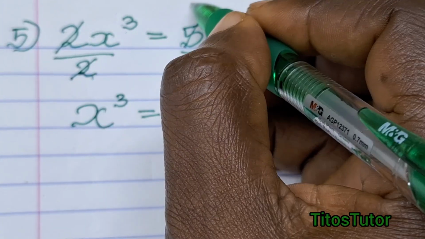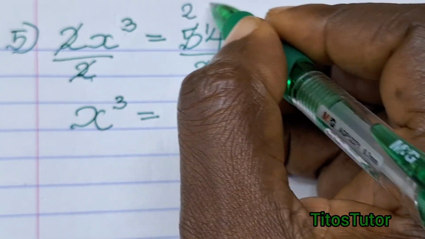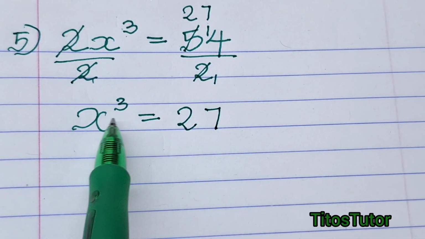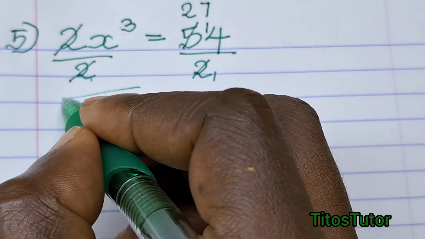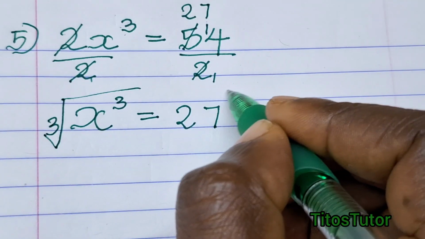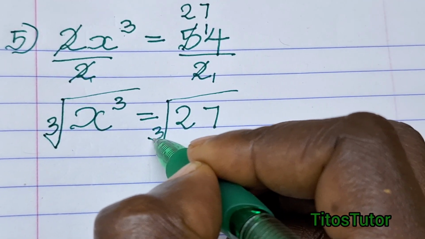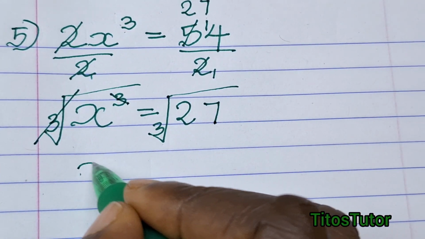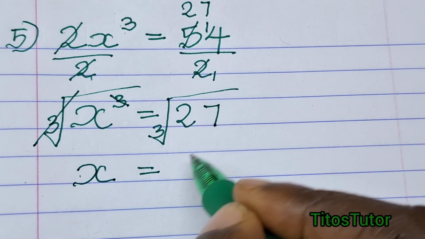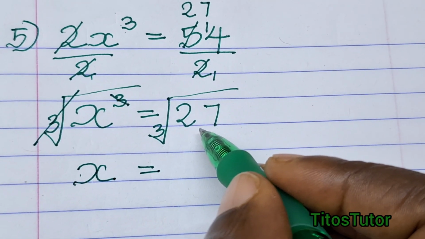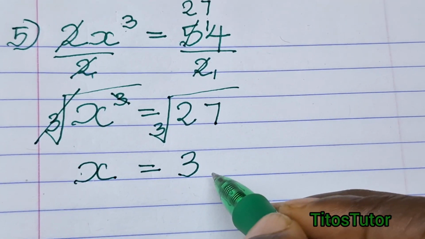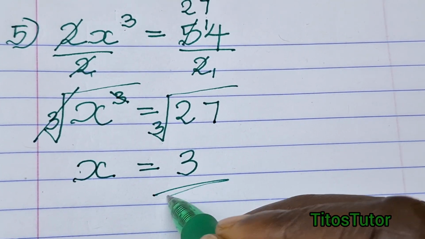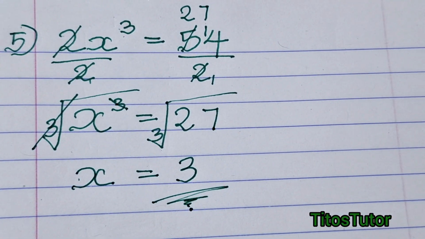How many 2's do I get in 5? Just 2, but I'm left with 1, so 7. Okay, so this is 27. To get rid of cube, I have to cube root. So I'm going to cube root this and cube root this. So cube root cancels cube. I'm left with just x, what I'm looking for. And what's the cube root of 27? It's 3, because 3 times 3 is 9, times another 3 is 27. So final answer, x is equal to 3.